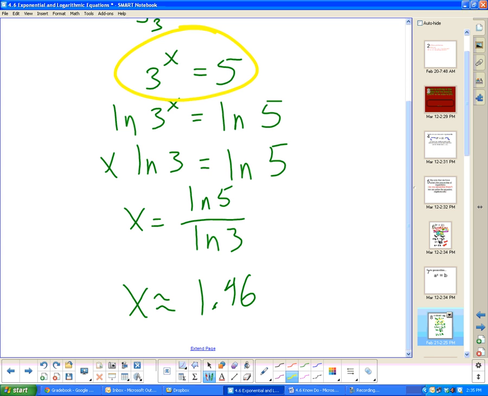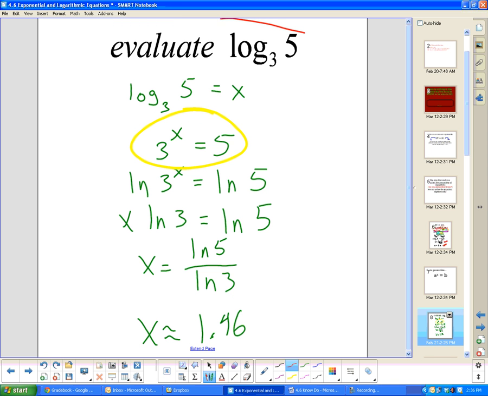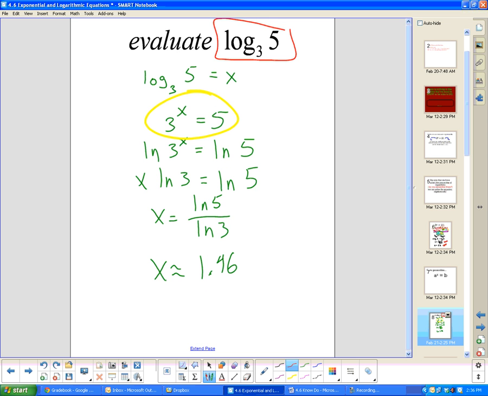Although we should clean up the notation, because we weren't asked for an x in our original equation. We were asked to simply evaluate this. We had just set that equal to x. We had made a substitution. We really should give a final solution that says logarithm base 3 of 5 is equal to approximately 1.46.